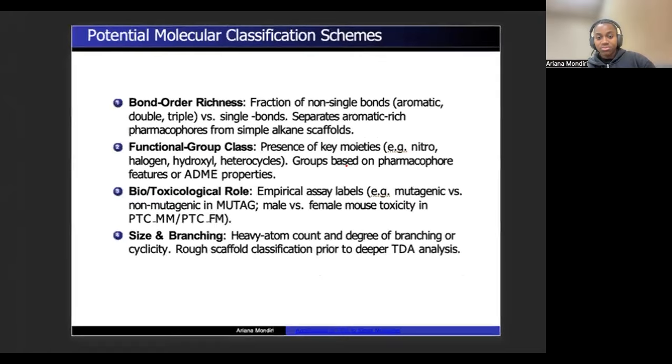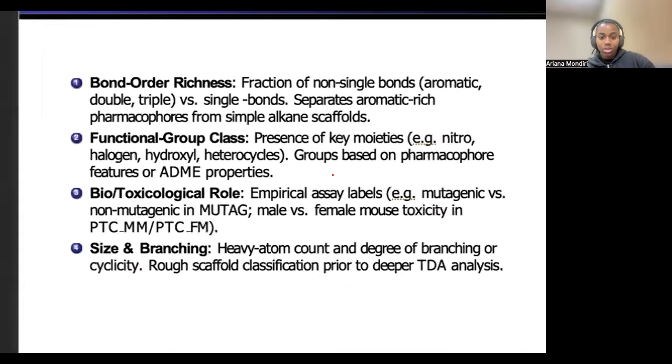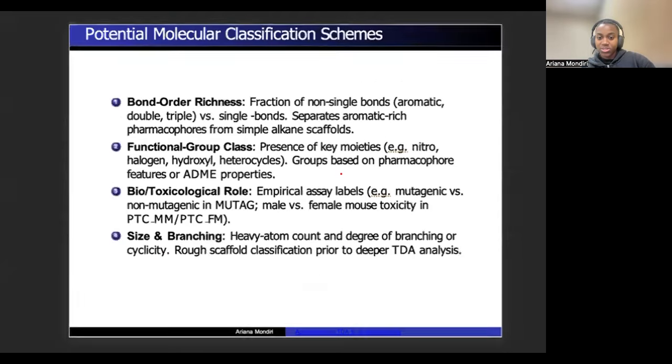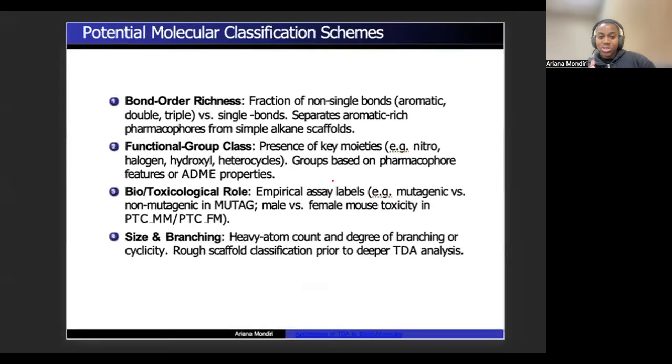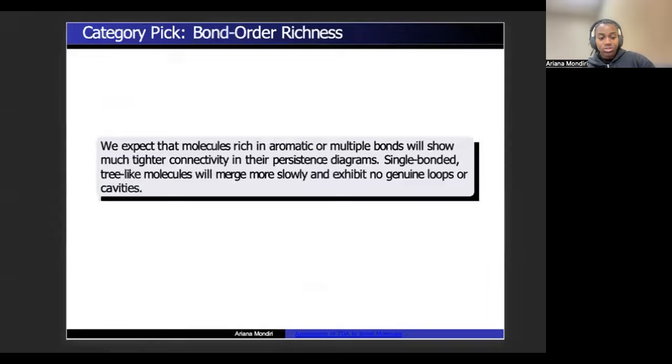So we can have different classification schemes. The one is aromatic richness, which is the one we're going to use. Basically, it's being able to separate aromatic-rich pharmacophores from simple alkane scaffolds, which are believed to be less expressive. You could also do functional group class, biotoxicological role, or size and branching. Our expectation here is that molecules rich in aromatic or multiple bonds will show much tighter connectivity in their persistence diagrams, and single-bonded tree-like molecules will merge more slowly and exhibit no genuine loops or cavities.